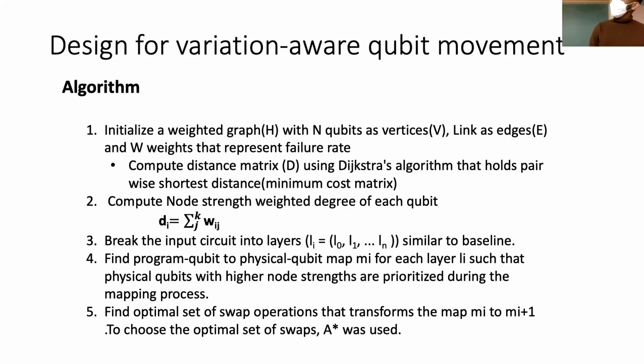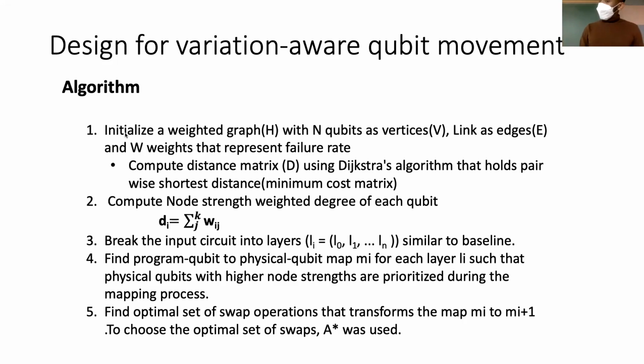So how do we design for variation-aware qubit movement? The way it's designed is, first we have qubits, and we represent them as nodes in a weighted graph. Each edge has a weight, and the weight is represented by the failure rate of the links.